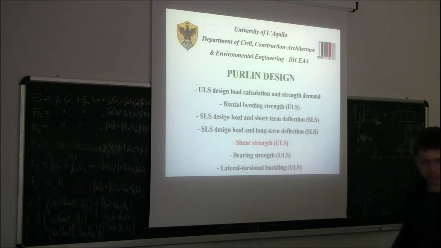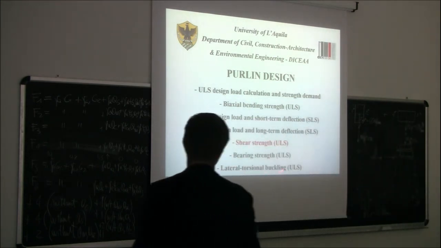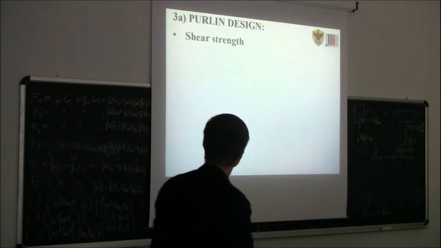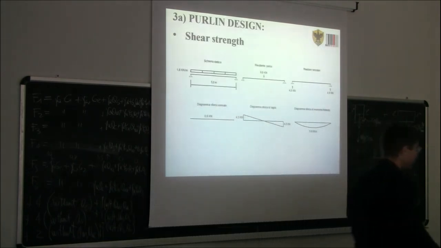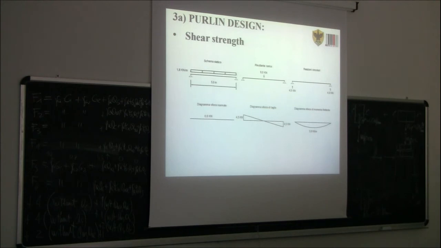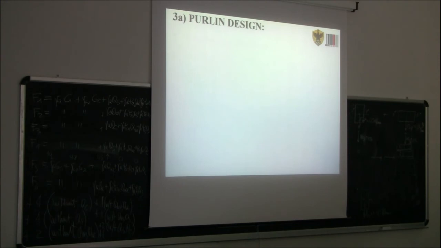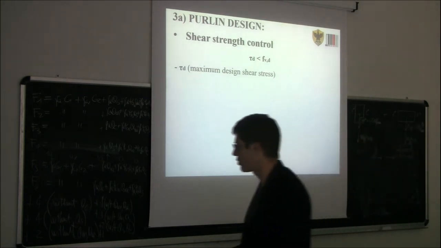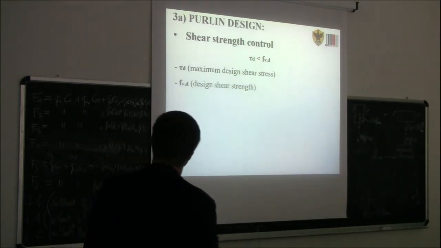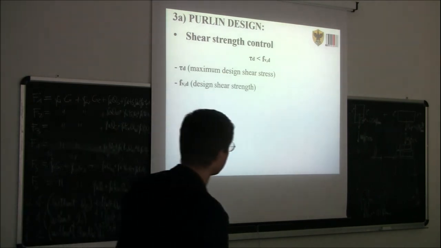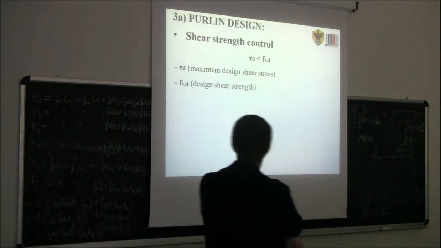Now, other checks that we need to do to complete the design are shear strength. So for this shear strength, first of all, we need to calculate the shear force at the ultimate limit state, which is 4.5 kN. Well, we need to calculate the maximum shear stress, and compare the maximum shear stress with the shear strength of the beam.